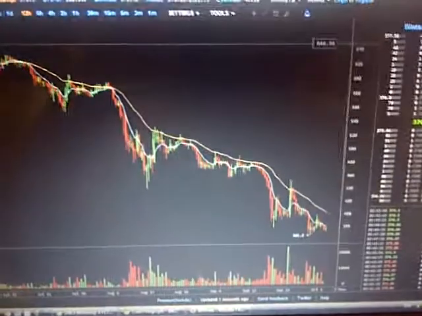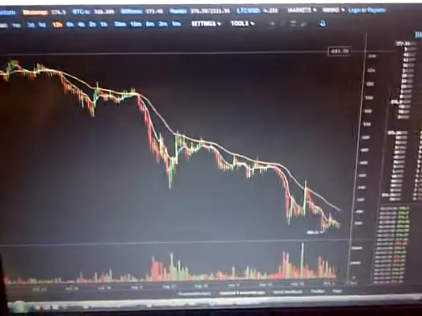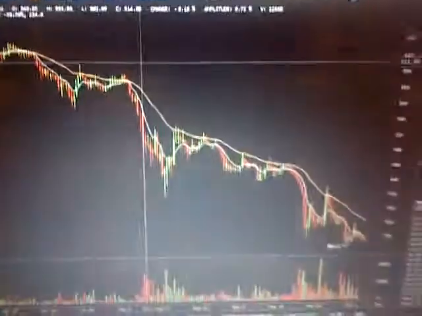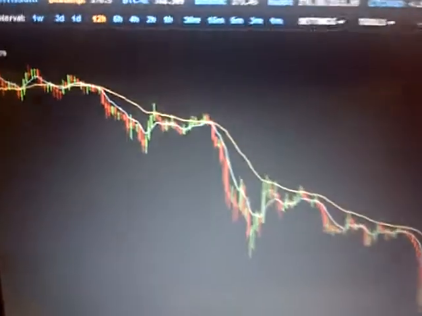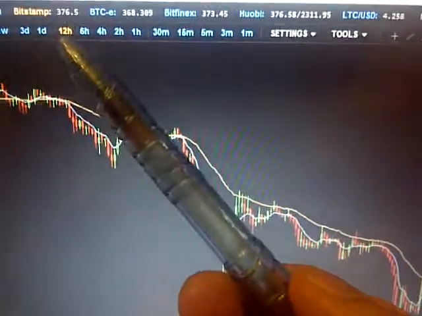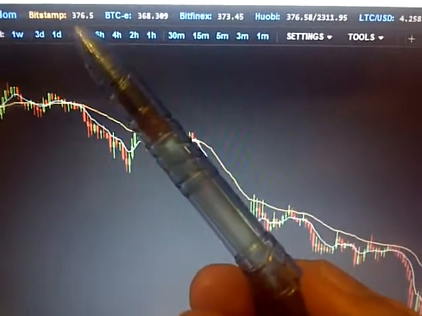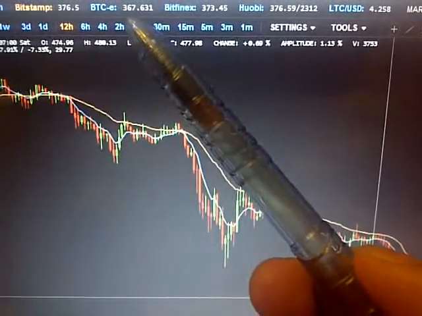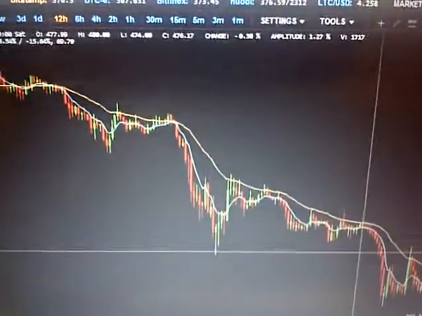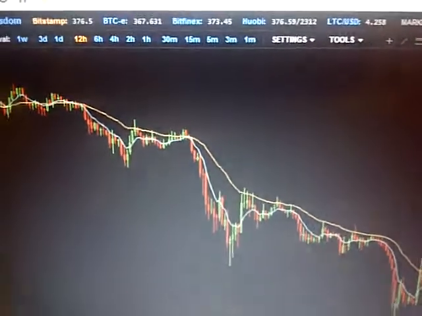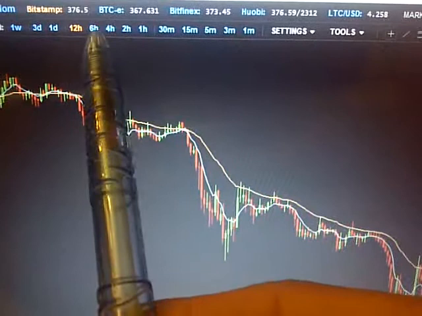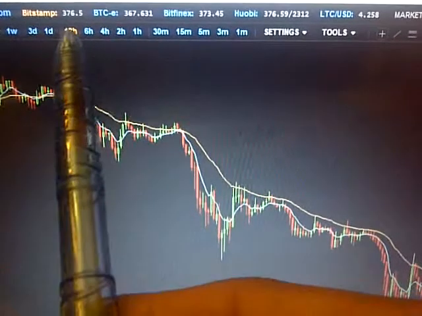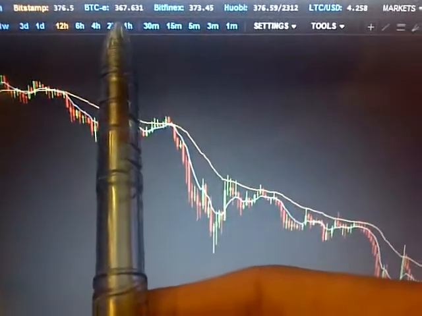But anyways, I'm looking at it a different way, and I'm going to pull back and go to some other charts. Well, let's first look at some of the other pricing here. So just looking at the other prices, there's Bitstamp at 376.50. There's Bitsy at 367. Now that's almost $10. I've seen it to $11.